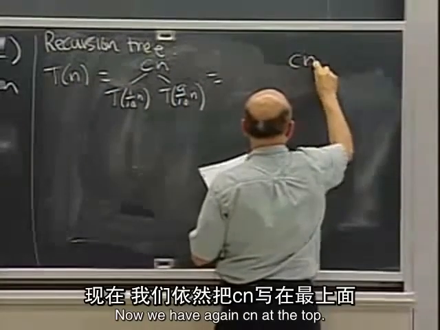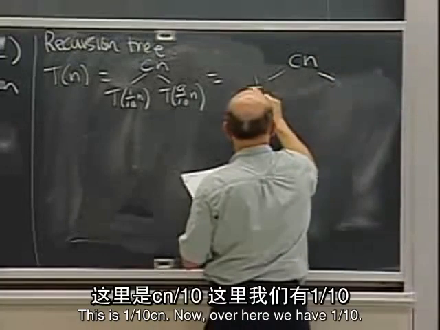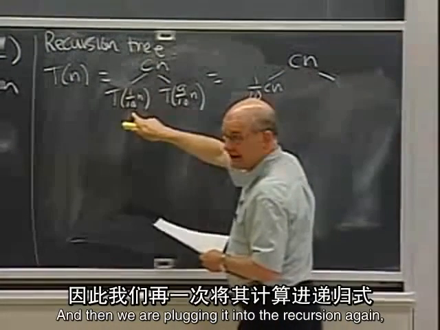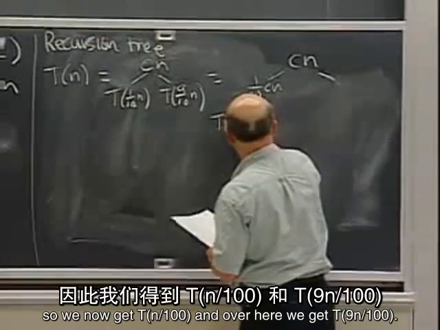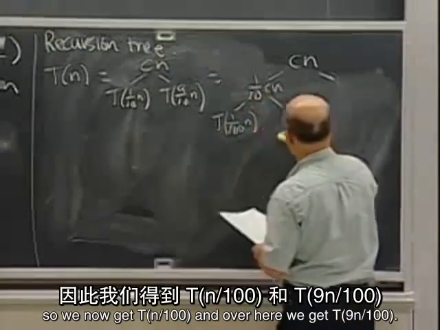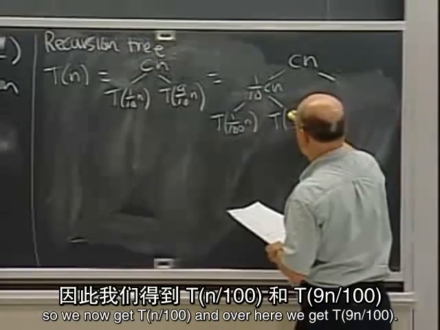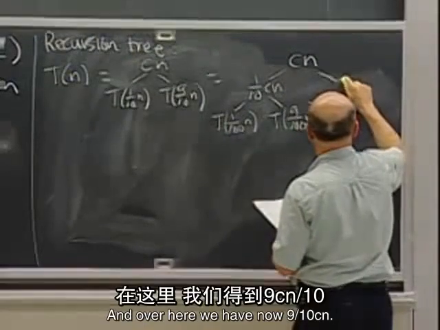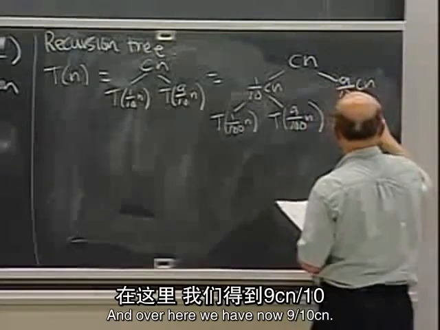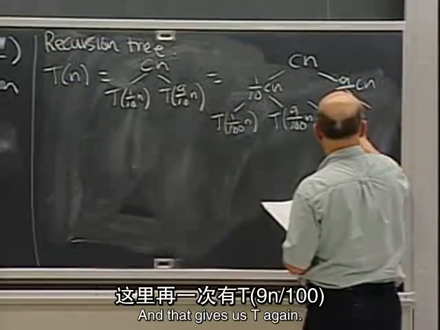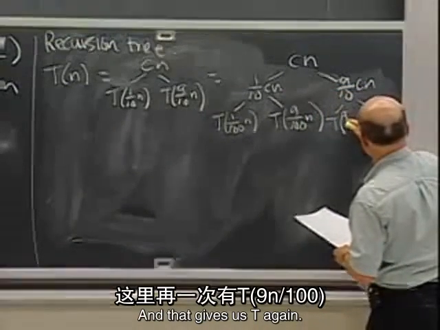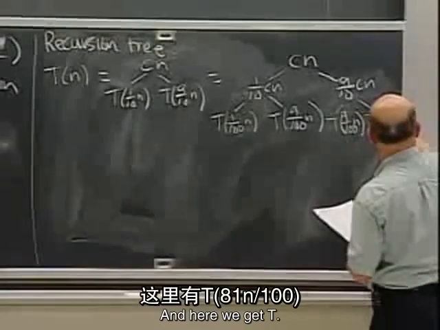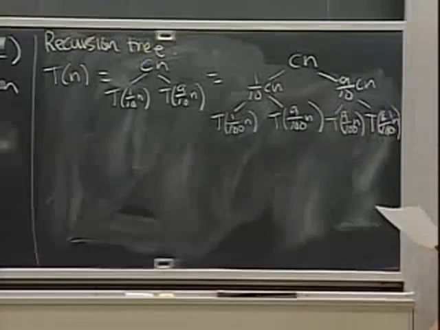Now we have, again, Cn at the top. Oh, this gets complicated, right? This is 1/10 Cn. And now over here we have 1/10, and then we're plugging it into the recursion again. So we now get T of 1/100th n. And over here we get T of 9/100ths n. And over here we have now 9/10 Cn, and that gives us here T of 9/100ths n again, and here we get T of 81/100ths n. Okay, and we keep going on.